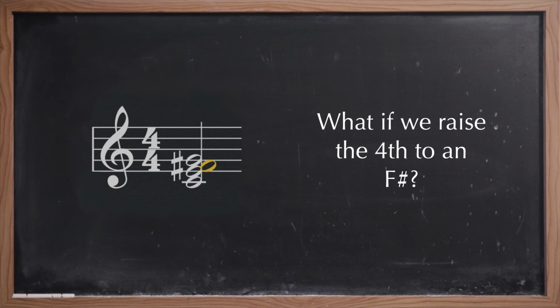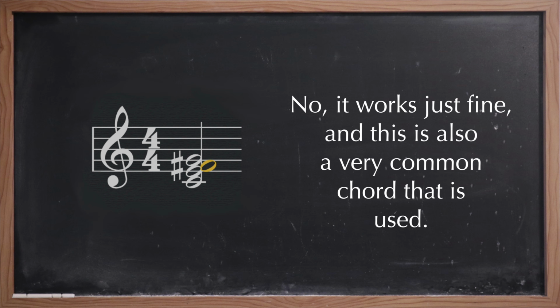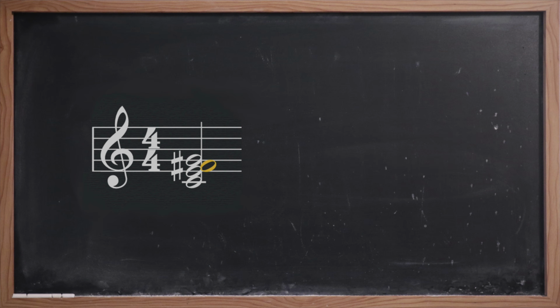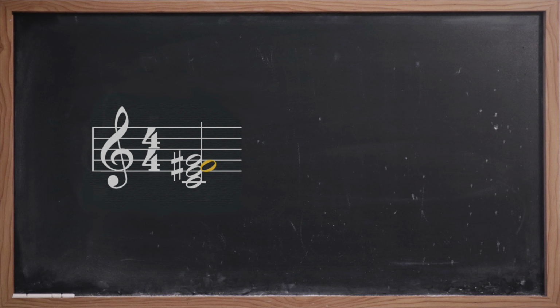Now, if we had, for example, a C major chord, and if we raise that fourth to an F sharp, does this still affect the foundation of the chord? No, the third is very clearly established and is not disrupted by this dissonance. This is a much easier dissonance to use, but again, at its foundation, people are still going to be able to hear that this is a C major triad.